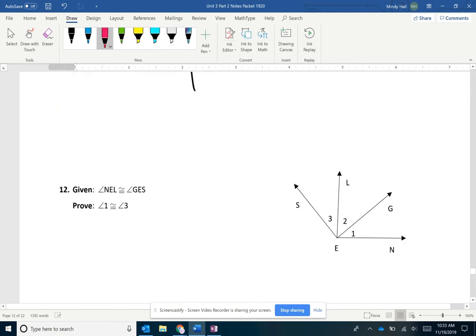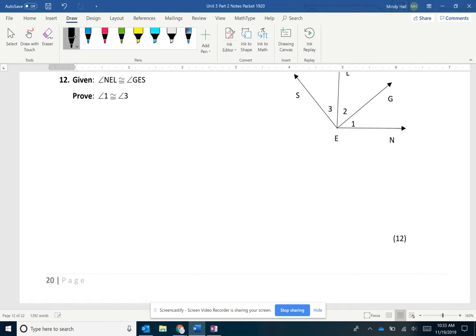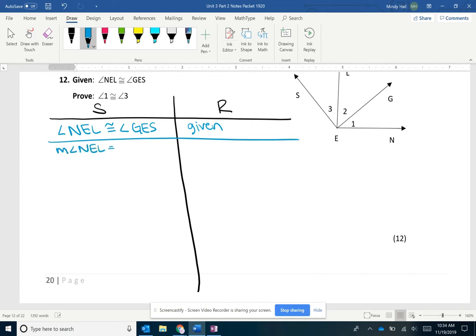For number 12, we are given that angle NEL is congruent to angle GES. So I'm going to go ahead, draw my table. Statement, reason. Okay. So angle NEL is congruent to angle GES. So knowing that and knowing that I have to have some equality, I'm just going to go ahead and say measure of angle NEL equals the measure of angle GES because of the definition of congruence.